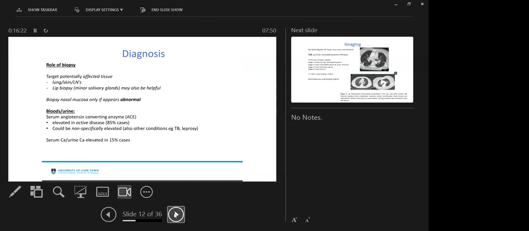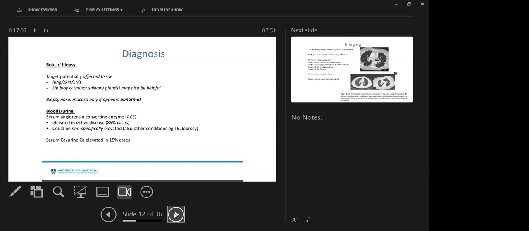So what is the role of biopsy from our perspective as ENT? If we're going to biopsy, you've got to target potentially affected tissue. You may refer the patient to a pulmonologist for a lung biopsy. If you see a skin lesion, dermatology might help, or if you find lymph nodes that you can sample. A lip biopsy of minor salivary glands may be helpful. Sometimes we get referrals from other teams to look in the nose to exclude sinonasal disease. If your mucosa appears normal, you're not going to biopsy it. You'll biopsy nasal mucosa only if it clinically looks abnormal.